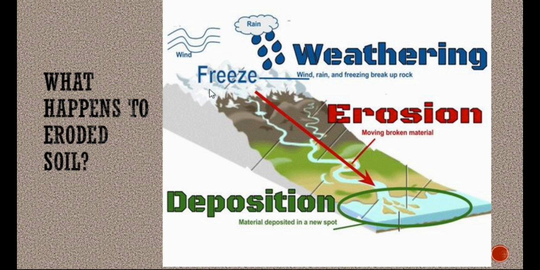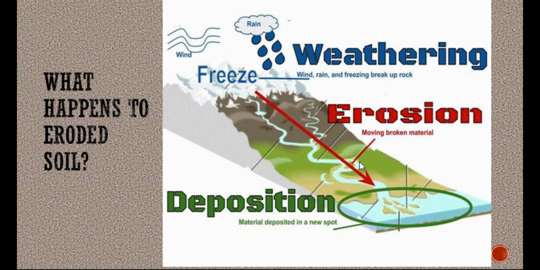So once a rock breaks down into smaller pieces, what happens to it? Rock that is broken down into smaller pieces is what we call soil. Soil once formed can get carried away by these same forces which cause weathering, that is wind or water. The carrying away of this broken down material which is formed by weathering is called erosion.